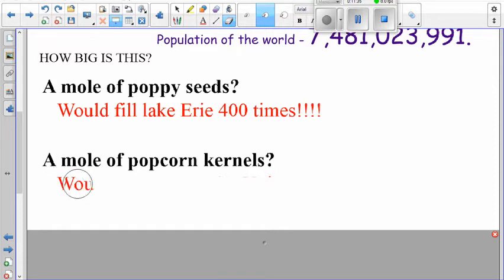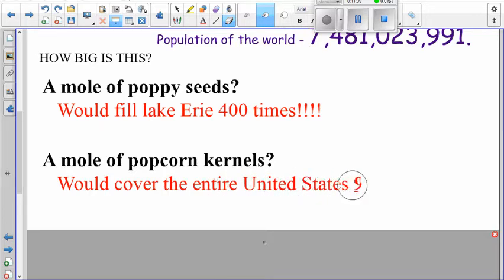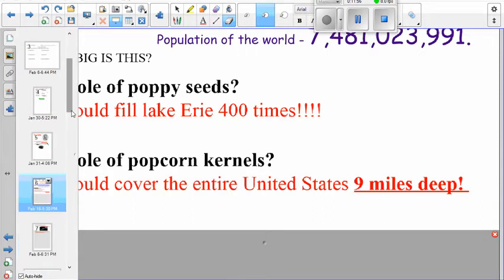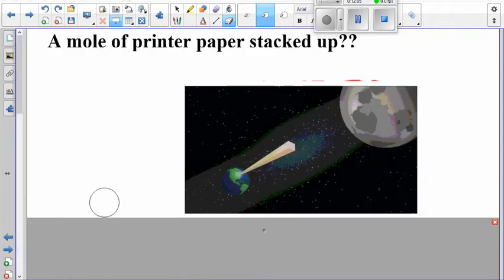A mole of popcorn kernels would cover the entire United States 9 miles deep. What that means is there's no way there's that many popcorn kernels in existence. How do you know? Because if you spread them out across the whole world, we'd all be walking through popcorn kernels. I guarantee you we have enough.